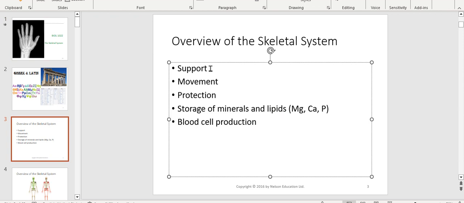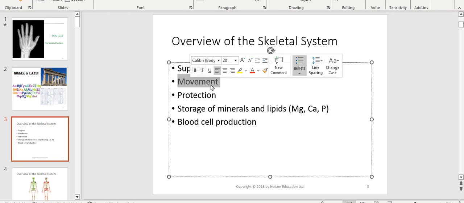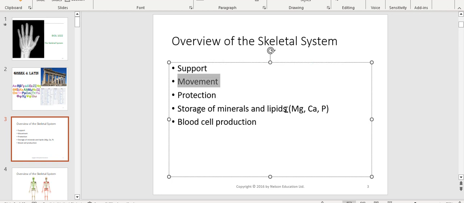Okay, protection. Look at the skull, it protects the brain, and the rib cage protects the internal organs. In conjunction with some muscle, we can get some movement. When the muscle contracts, it pulls on one end of the bone and gets it moving. Bones are also a storage reservoir for calcium, magnesium, phosphorus. We just don't throw these things out.